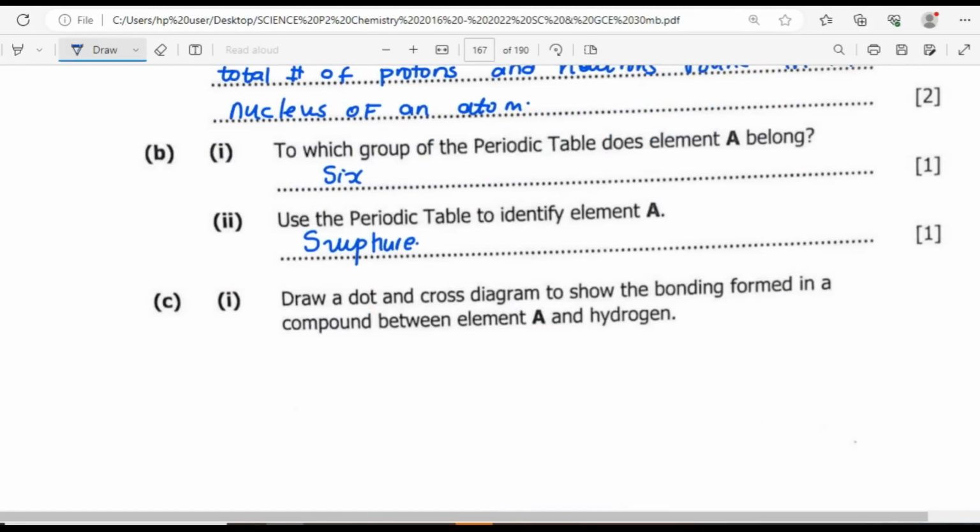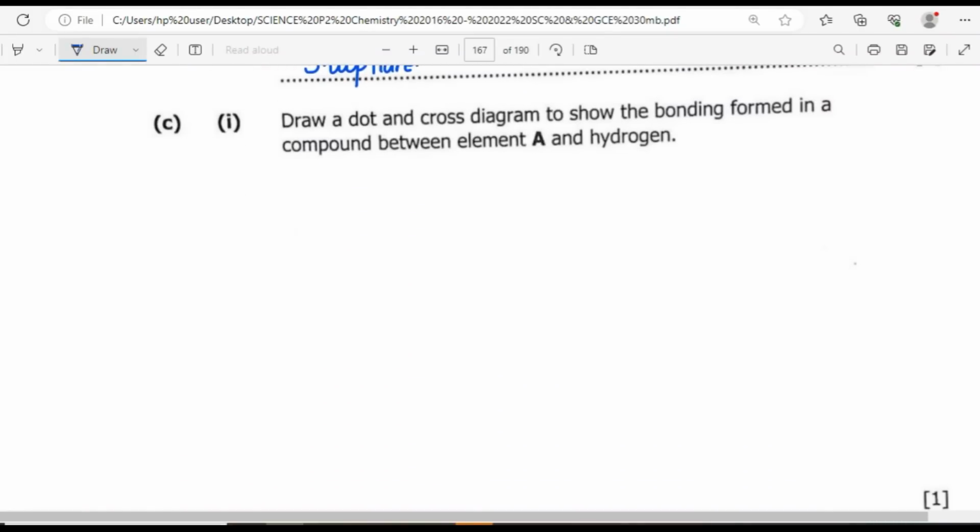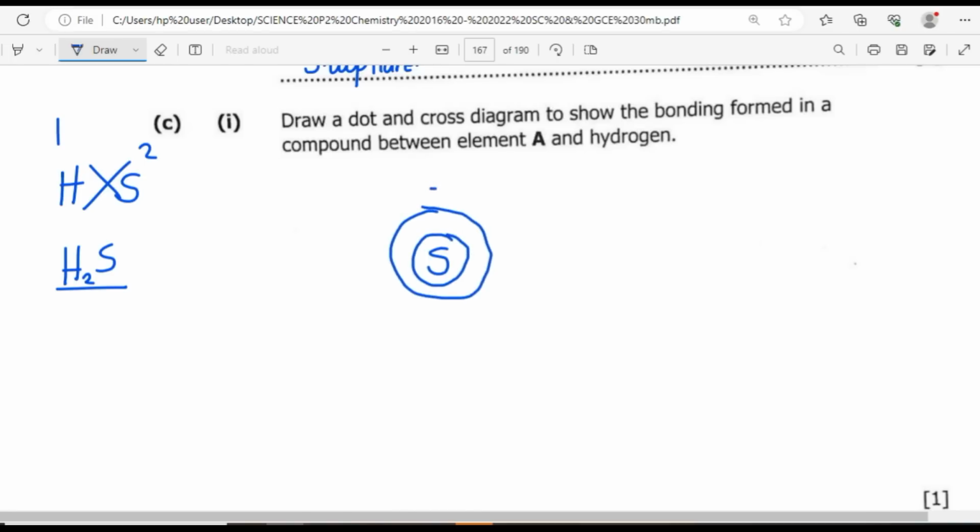Draw a dot and cross diagram to show the bonding formed in a compound between A and hydrogen. So we know that hydrogen has a valence of 1, sulfur 2. So this will give us dihydrogen sulfide, which is, sulfur will be our central atom, first shell, second shell, third shell. So 1, 2, 3, 4, 5, 6, 7, 8.